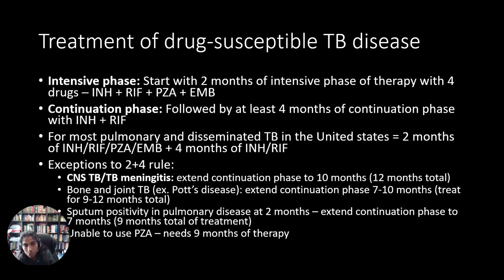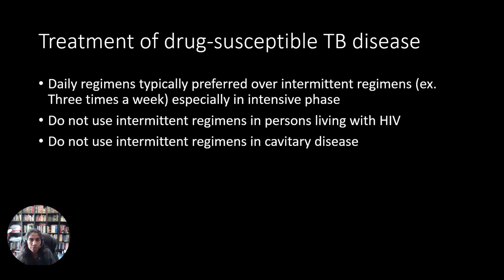And like we mentioned before, if we are not able to use pyrazinamide, the individual needs to be treated with 9 months of therapy. In terms of treatment of drug-susceptible TB disease, we typically recommend daily regimens over intermittent regimens that are given 3 times a week, especially in the intensive phase. We do not recommend using intermittent regimens in those living with HIV or those who have cavitary disease.